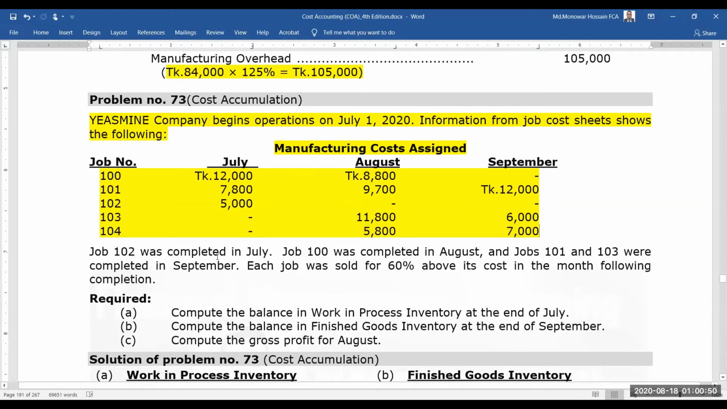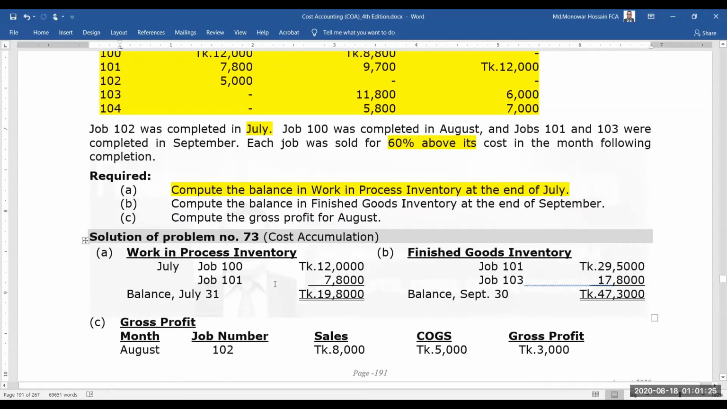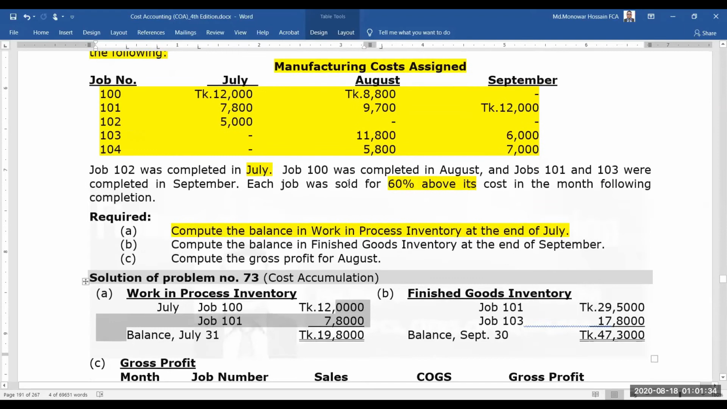So job 102 was completed in July, job 100 was completed in August, and jobs 101 and 103 were completed in September. Each job was sold 60% above its cost in the month following completion. Compute the balance in work in progress inventory at the end of July. Balance of inventory, that means work in progress inventory, that means July job 100 and job 101, it is the work in progress. Because look here, job 100 is completed in August. So in the month of July, it is within the work in progress.